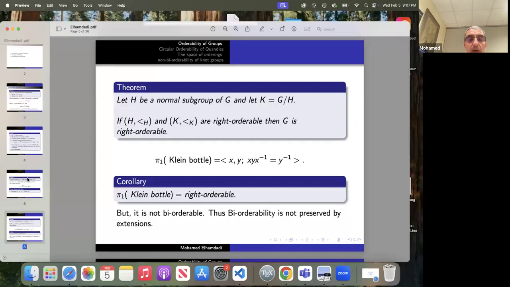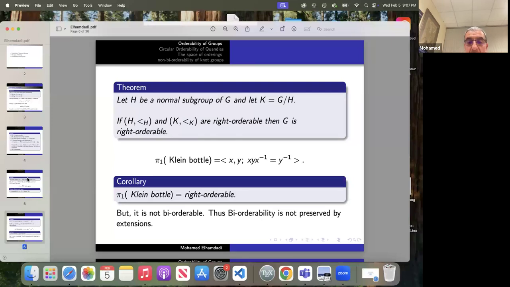Okay, we have the following theorem. If H is a normal subgroup of G, and you take the quotient G over H, if both H and the quotient are left orderable, then the group G is left orderable. Now, this gives us the fact that the fundamental group of the Klein bottle, which is generated by x, y such that x y x inverse equals y inverse, is right orderable. But it is not bi-orderable.